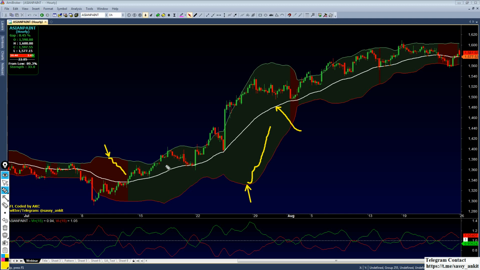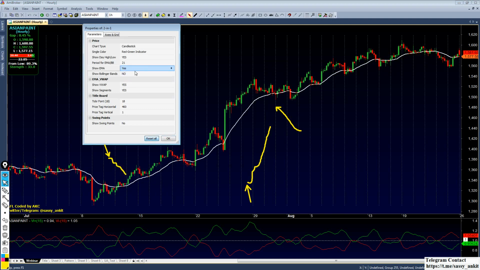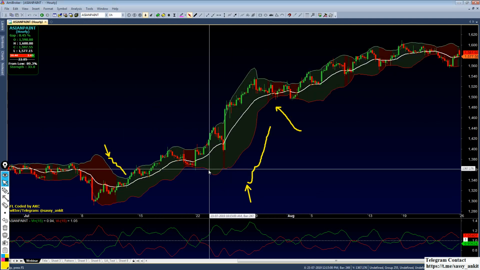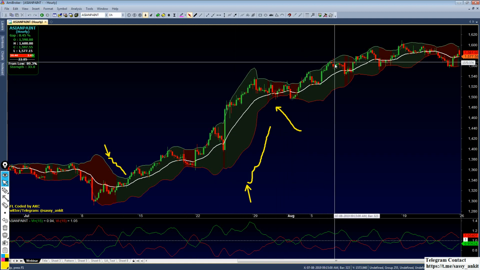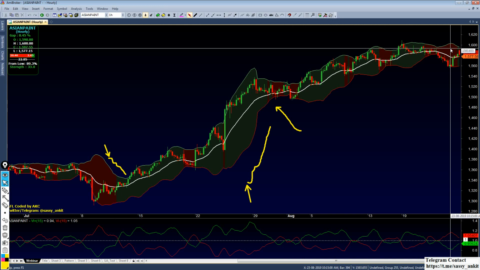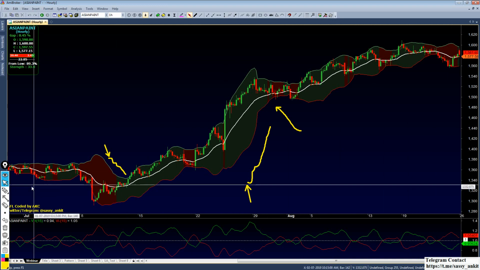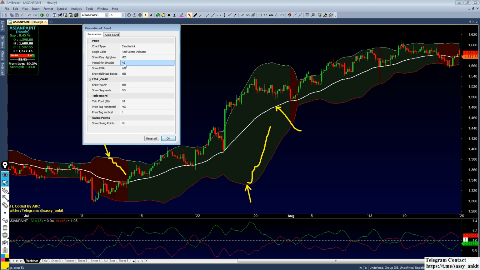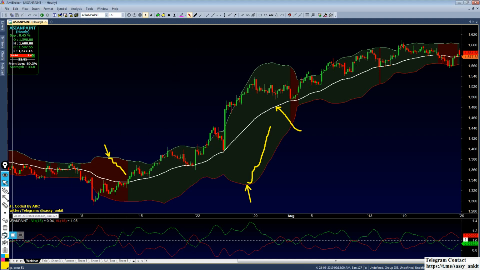Okay, if you use the default value, let me show you once again, the default value is around 20. So you see the price is moving all over the place. So you will not be able to identify how the behavior is done. So that's why we use the dynamic trend line concept along with this momentum indicator.